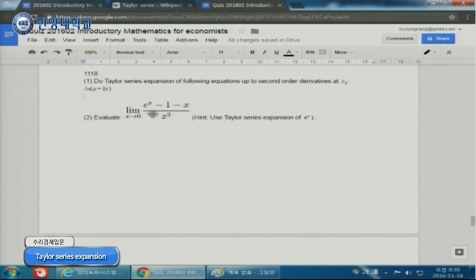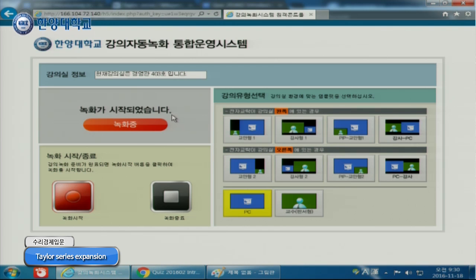About e^x. Use Taylor series expansion of e^x to solve this one. Well, actually, you don't have to use Taylor series. If we use something called L'Hopital's rule, it's much easier. Have you ever heard of L'Hopital's rule? If we take the derivative 2 times of the numerator and denominator, we are done. But instead of using L'Hopital's rule, let's use a Taylor series expansion.